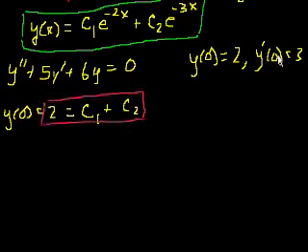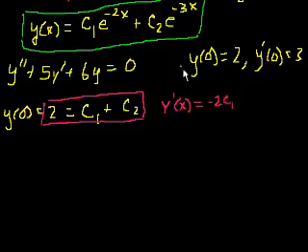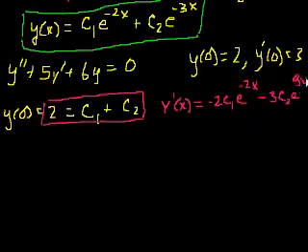Now let's apply our second initial condition that tells us the slope at x equal to 0. So y prime of 0. This is our general solution. Let's take its derivative, and then we can use this. So y prime of x is equal to what? The derivative of this is -2 c1 times e to the -2x. And what's the derivative of this? It's -3 c2 times e to the -3x.